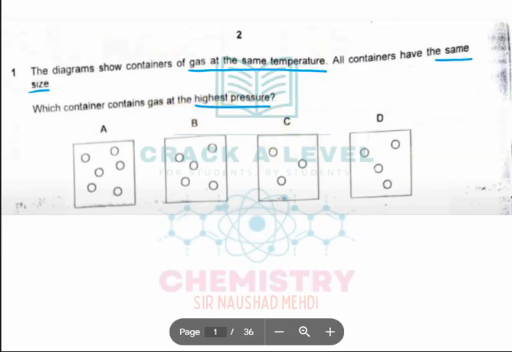As we all know, gas pressure depends upon the number of molecules present inside the container. The greater the number of molecules, the greater the pressure, because gas pressure is due to the collisions of the gas molecules with the wall of the container. So in part A, there are a greater number of molecules, so it would have the highest pressure.